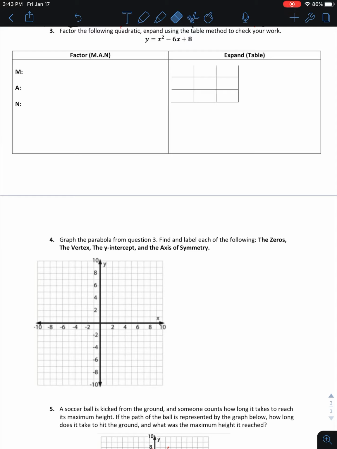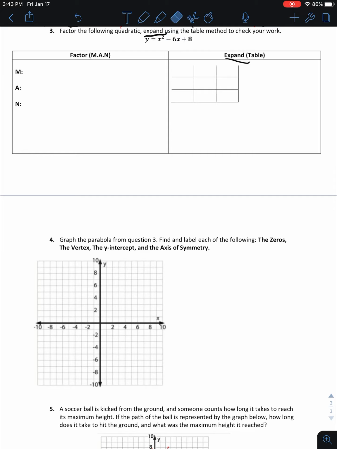All right, number 3. Factor the following quadratic, and then we're going to expand the answer that we get from factoring to see if what we got from factoring matches. So expanding is kind of our way of checking if we're right or wrong, right? That's what's over here with the table method.